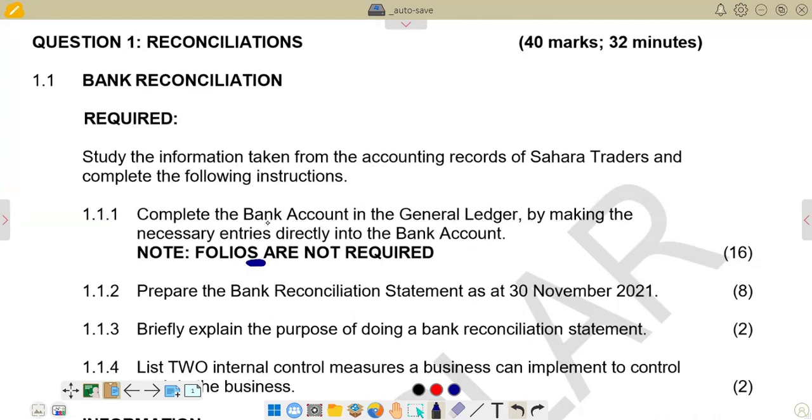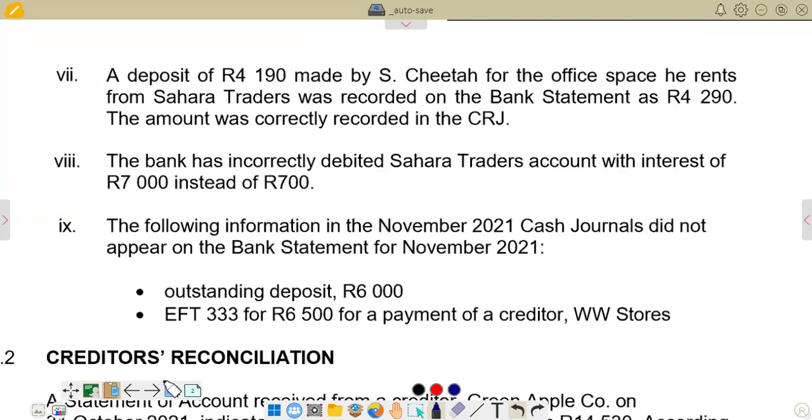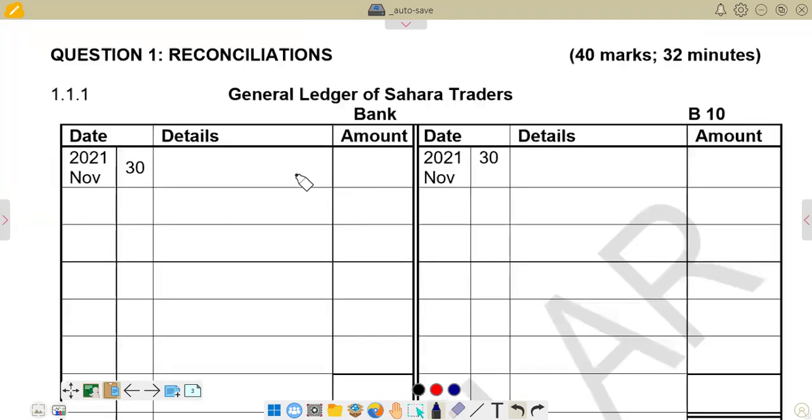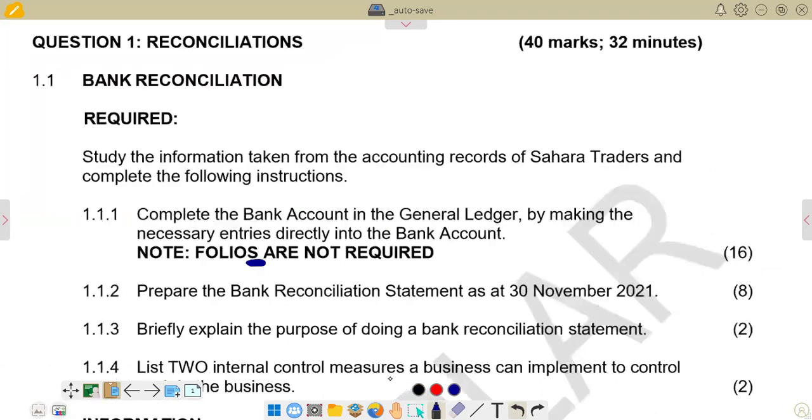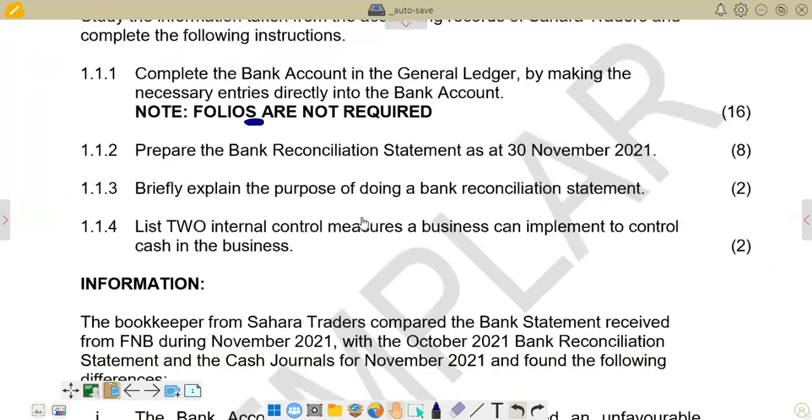So we are going to start on the preparation of the bank account. If we come to our answer section, you see that we are having our bank account, and obviously we are going to start with the opening balance of that bank account. This is our general ledger of Sahara Traders, and you know that our opening balance can be on the debit side or the credit side. So we can go back to the question to see what it says about the opening balance.